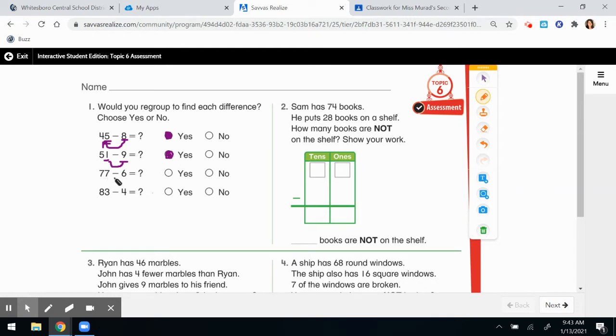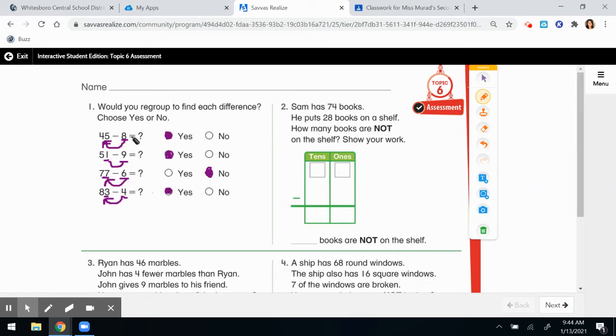77 minus 6. We look at the 7, and we're going to look at 6. Is 6 greater than 7? No. Nope, 6 isn't greater than 7, so we would circle no, we wouldn't regroup. And the last one, 83 minus 4. We look at 3 and 4. Is 4 greater than 3? 4 is greater than 3, so we would have to regroup.